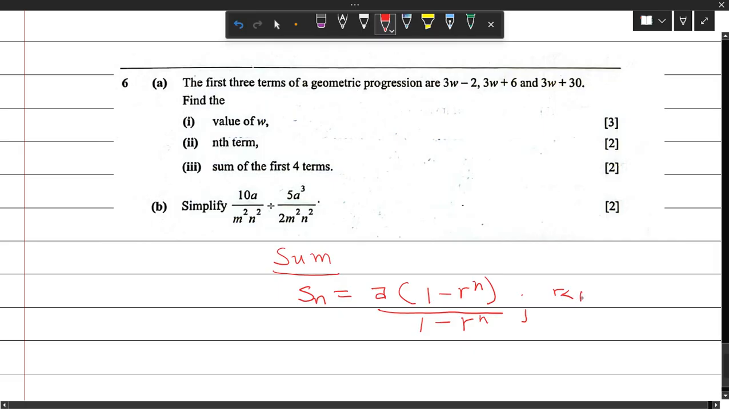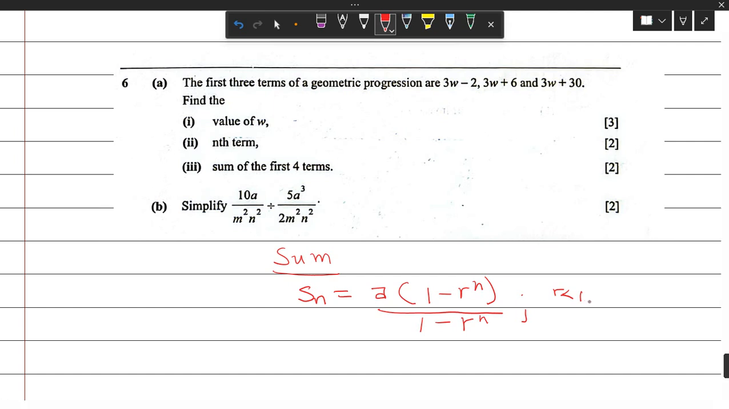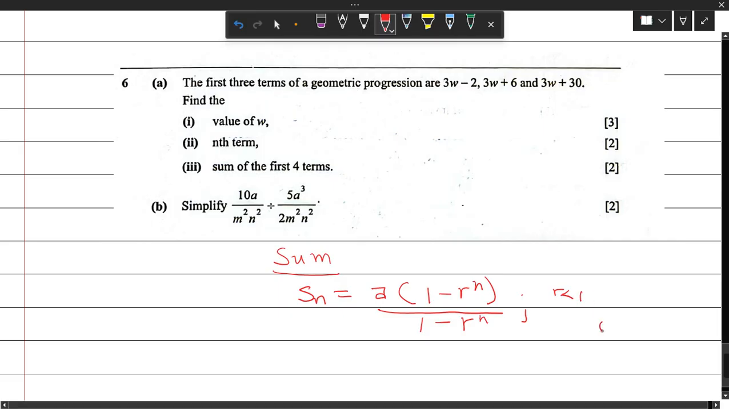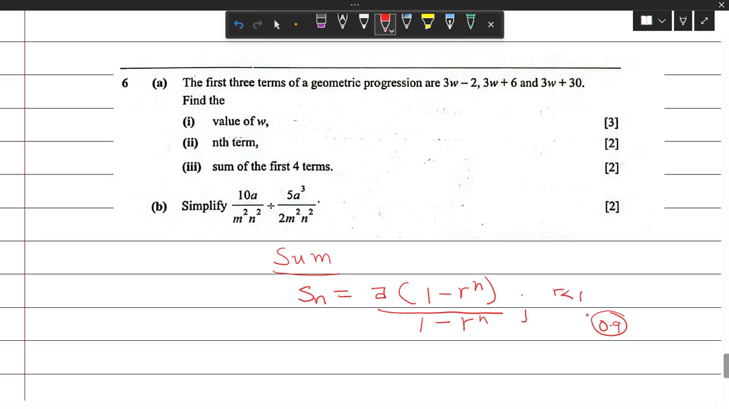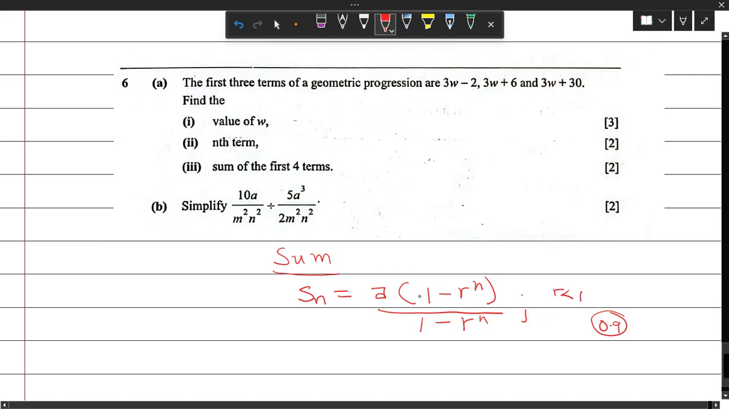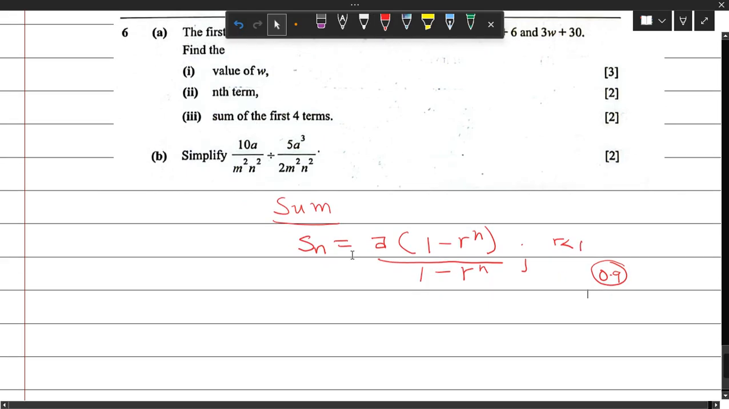What do we mean if r is less than 1? r can range from 0 point something up to 0.9. As long as r is 0 point something, it's not 1. To keep it simple, if you calculate the value of the common ratio r and find it is 0 point something, you know this is the formula to use to calculate the sum.